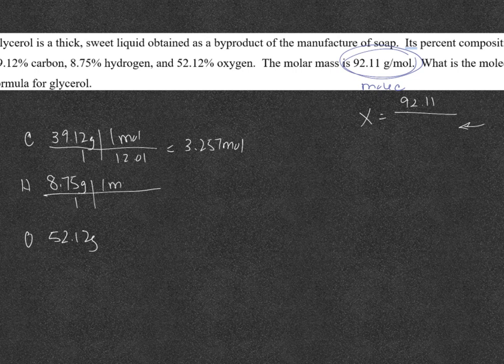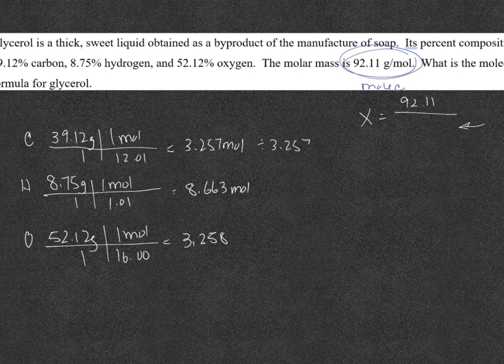Hydrogen, convert to moles, 8.663. Convert my oxygen to moles, and I get 3.258. Divide by smallest, and I am going to get 1, 2.66, and 1. Now, generally, I am not going to give you one that you have to multiply by 3.